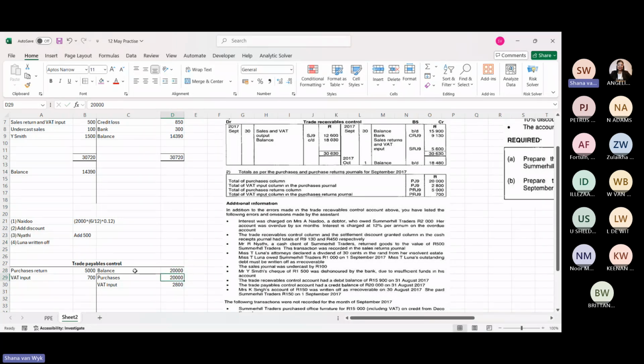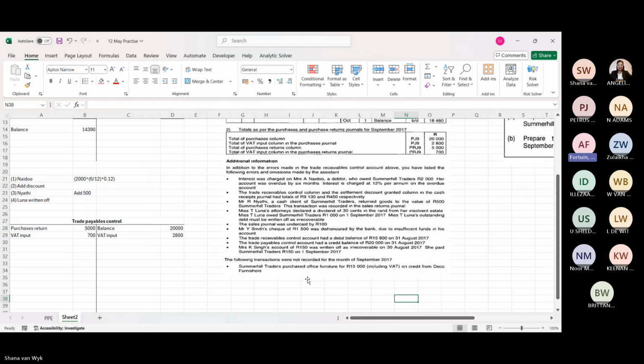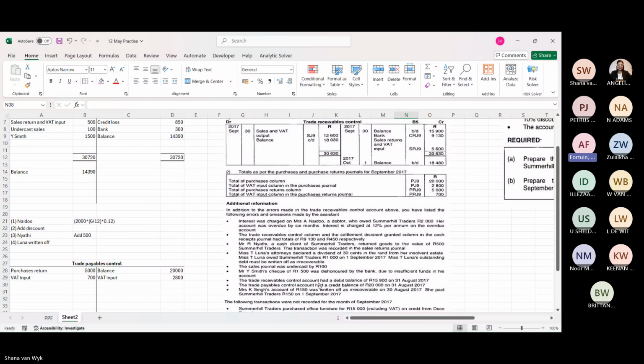Wait. No. Then this must come out. Yeah, the purchases of 20,000 mustn't be there. Yes, because they said here trade payables had a credit balance of 31,000 on the 31st of August 2017. Oh, okay. Cool. So then it must be that. But what's that got to do with the purchases of the 20,000?